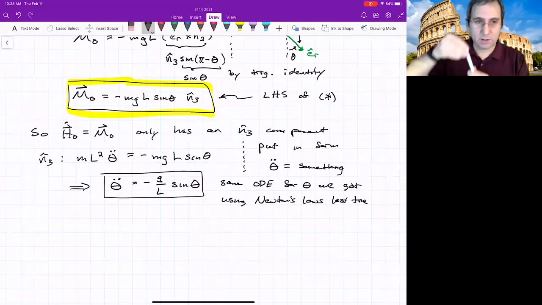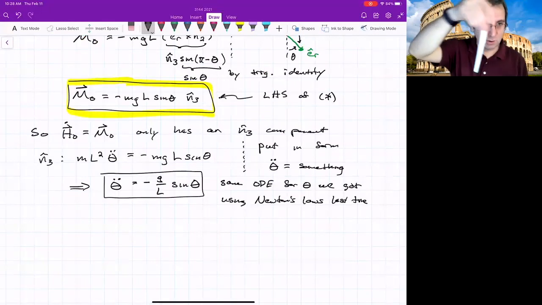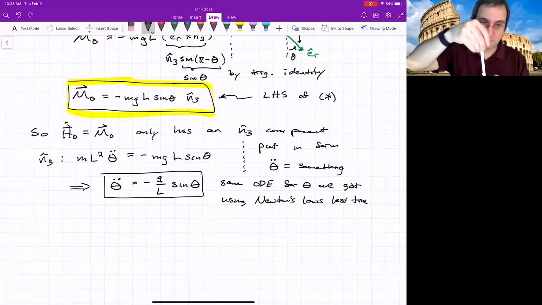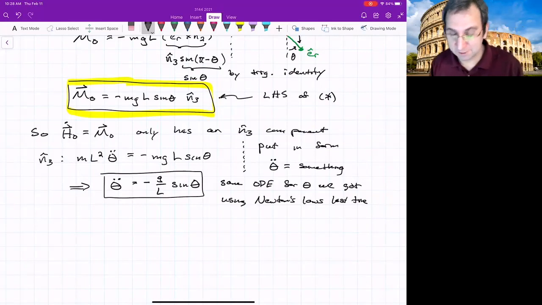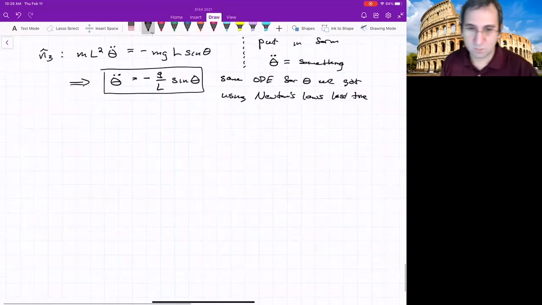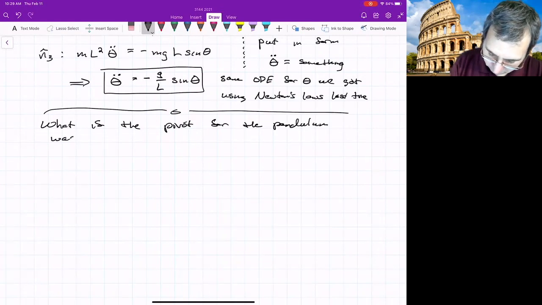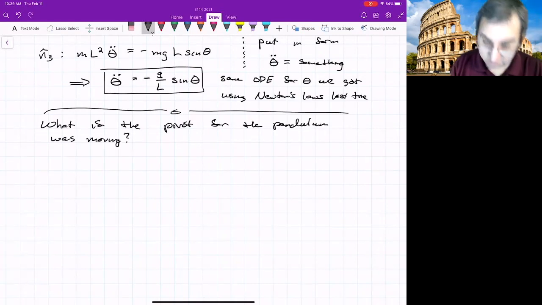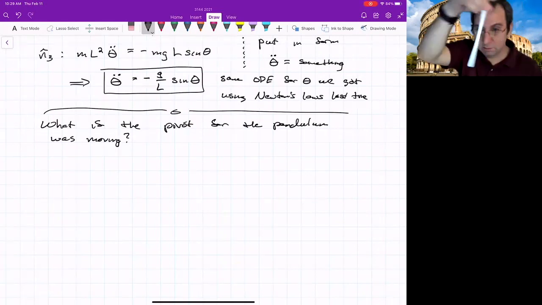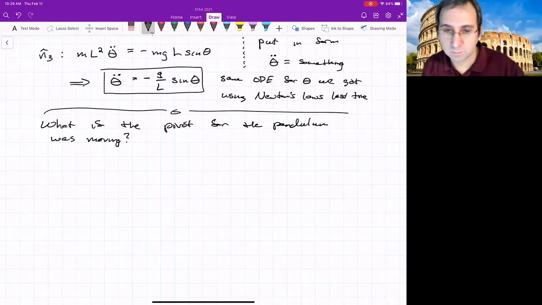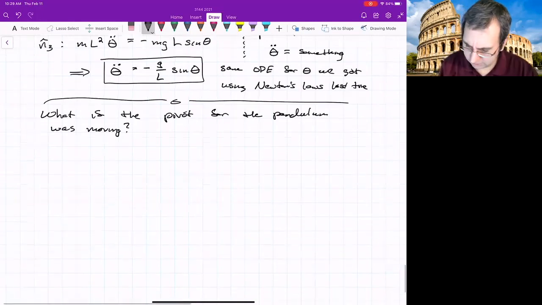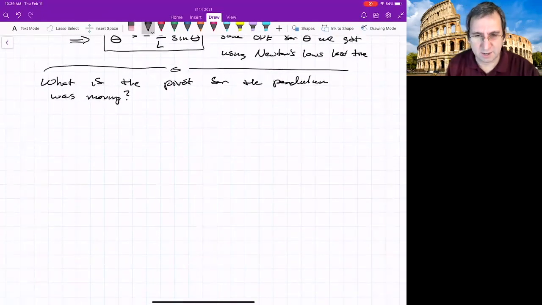What if, so here's me with the pendulum, my pen. What if the pivot's moving? Well, if the pivot's moving, then things are different. So what if the pivot for the pendulum was moving? And you maybe like my hand arbitrarily. So one problem that describes this is the pendulum attached to a cart that can move horizontally.